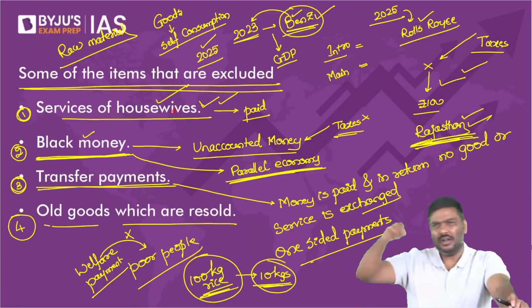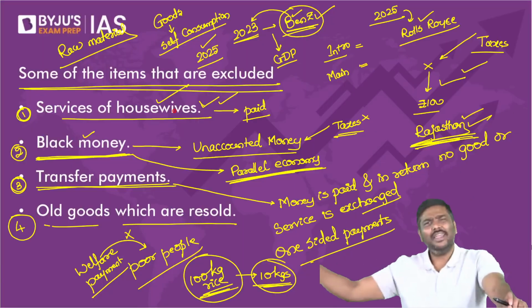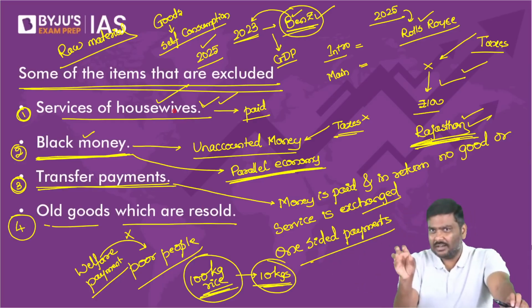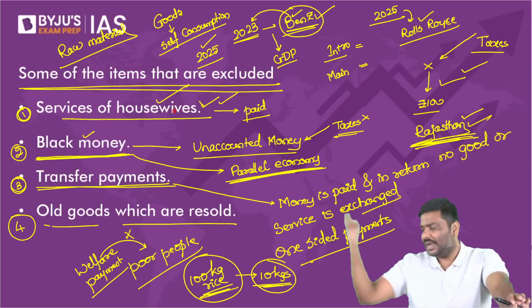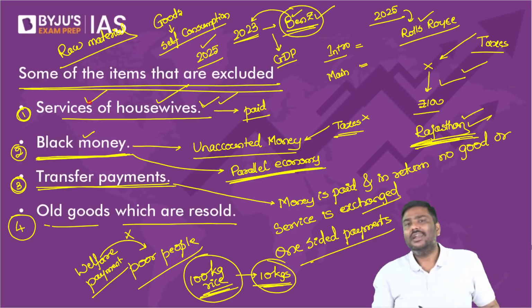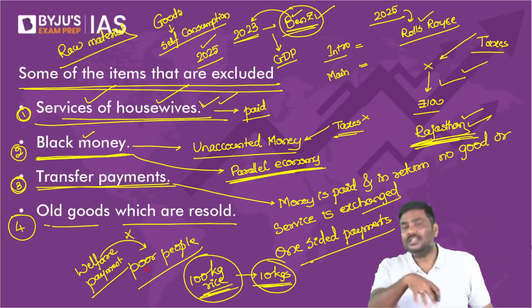Mother will cook, clean, wash, dry. Everything is done by mother, right? But for that work done, we are not paying any money. That is the meaning of services provided by housewives, right? For that, we are not paying money. Hence, this is not counted.